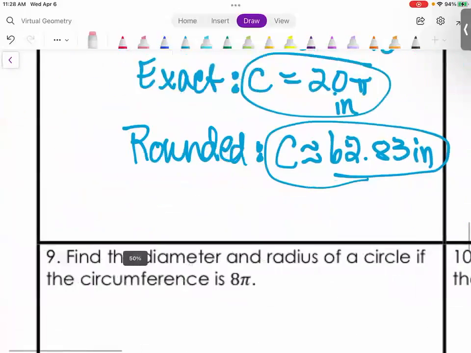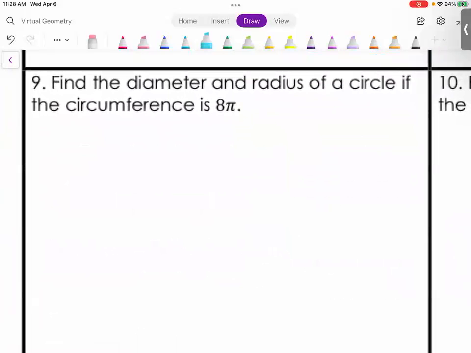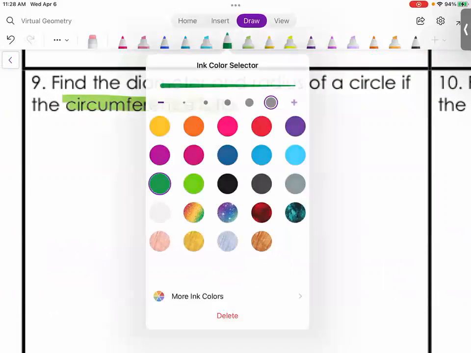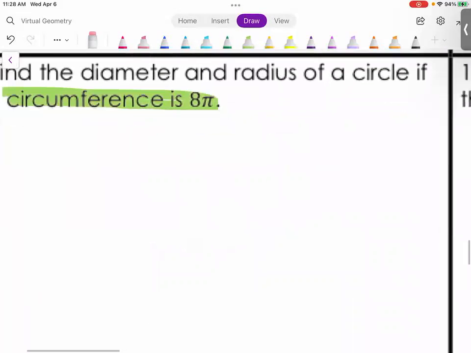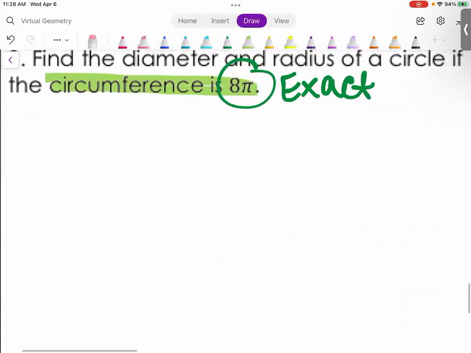All right. Now let's see if we can work backwards. All right, find the diameter and radius if the circumference is 8 pi. Notice again, there's pi in that value. So that means that is an exact value. So let's start with the diameter. It's the bigger one.